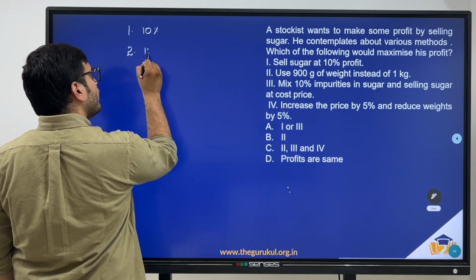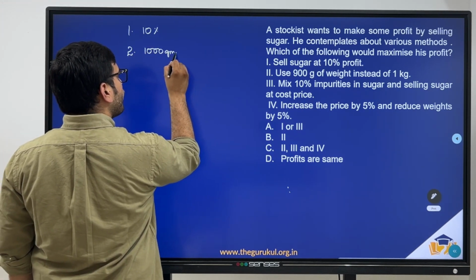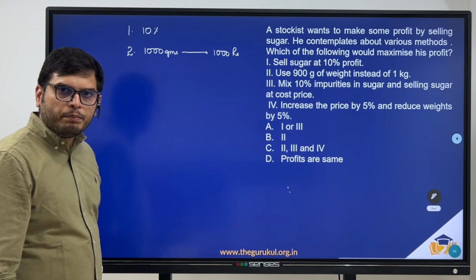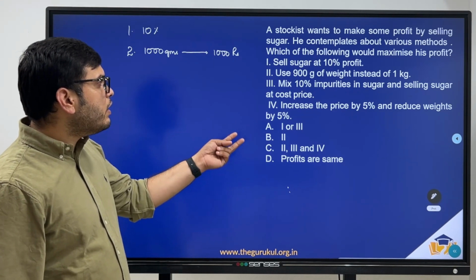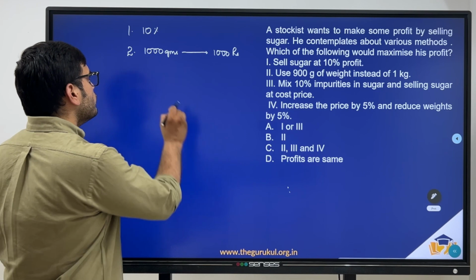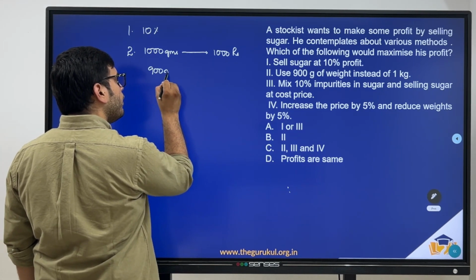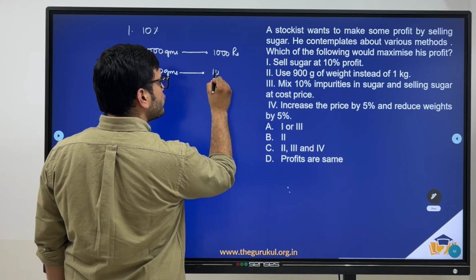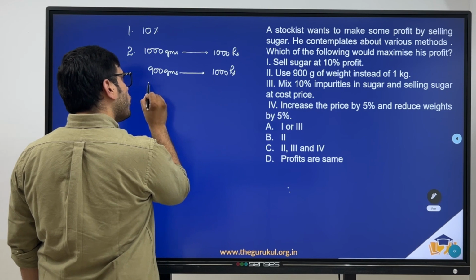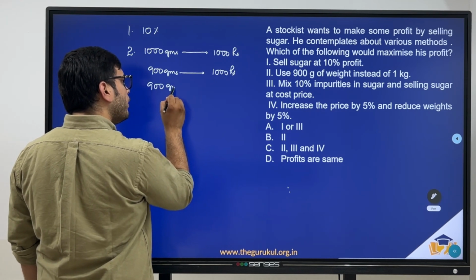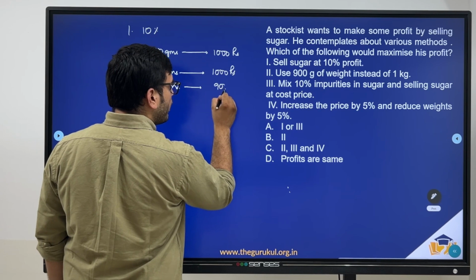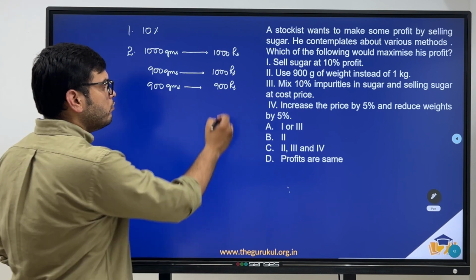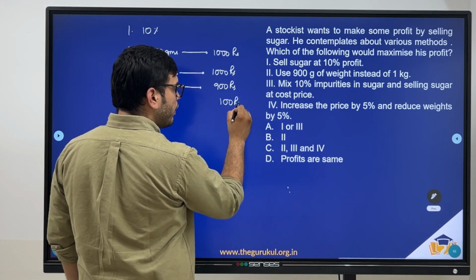So let us assume he purchases 1000 grams of sugar for 1000 rupees. So the cost price is 1 rupee per gram, right? Now he uses 900 grams of weight instead of 1 kg. So while selling, he will be selling only 900 grams of sugar for 1000 rupees. Now, what was the cost incurred by him to purchase these 900 grams? 900 rupees at 1 rupee per gram. Now, what was the profit earned? 100 rupees.